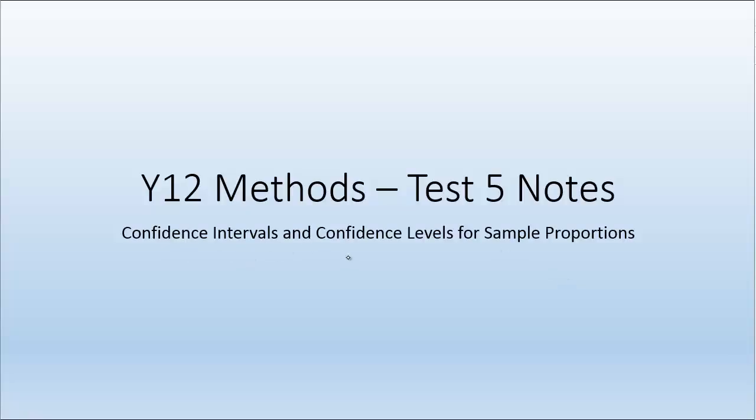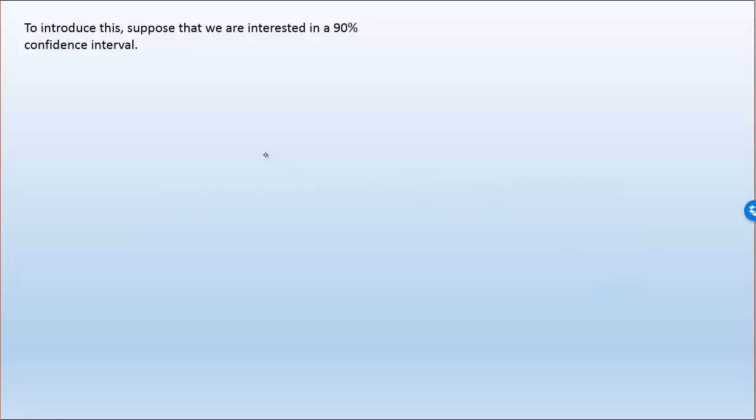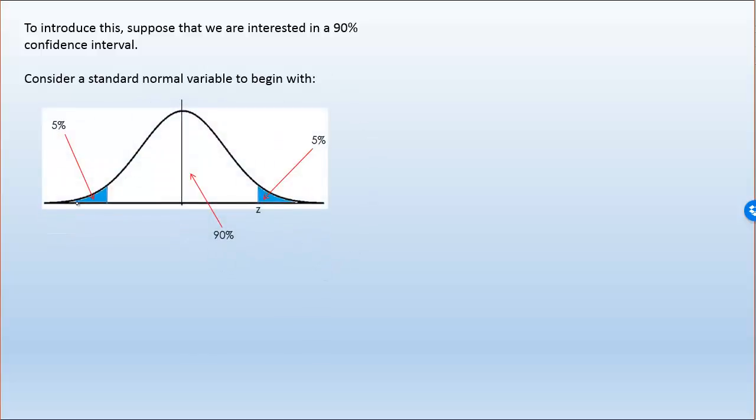Confidence intervals and confidence levels for sample proportions. To introduce this, suppose that we are interested in a 90% confidence interval. Consider a standard normal variable to begin with. So here we have a standard normal with the mean of 0 here. There's 90% of the area here, so that would be a 90% confidence interval.